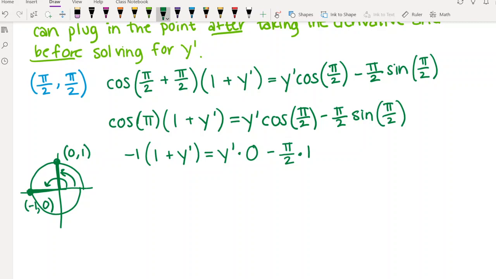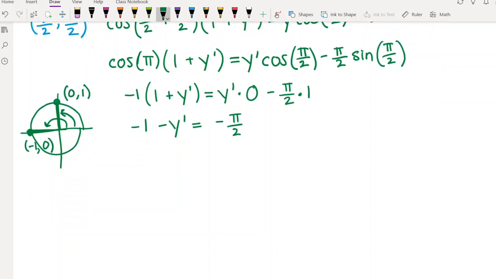And now we can go in and solve this. So if we distribute this -1, we end up with -1 minus y prime is equal to, this part goes away, and then we just have negative pi over 2. And personally, I just want to multiply everything by -1 because that just makes my brain handle this more easily. So if we multiply everything by -1, we end up with this. And so this tells us that y prime is equal to pi over 2 minus 1.